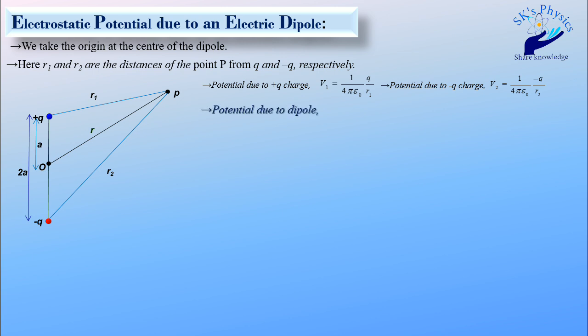Potential due to the dipole is, from the superposition principle, the sum of the potentials. So we can write the total potential as V1 plus V2, equal to 1 upon 4 pi epsilon 0 into q by r1 minus q by r2. That is equation number 1. Now by geometry, we want to find r1 and r2 to find the potential. So in the figure, the first triangle, that is plus q, O and P, has the angle theta.